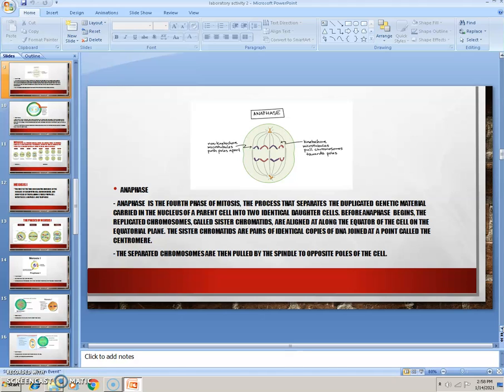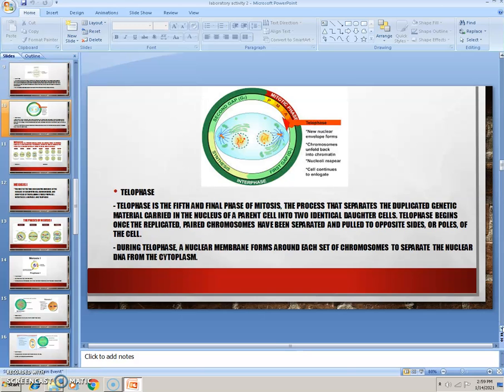In anaphase, the process that separates the duplicated genetic material carried in the nucleus of a parent cell into two identical daughter cells. Before anaphase begins, the replicated chromosomes called sister chromatids are aligned along the equator of the cell, or the equatorial plane. The sister chromatids are pairs of identical copies of DNA joined at a point called the centromere. The separated chromosomes are pulled by the spindle to opposite poles of the cell.